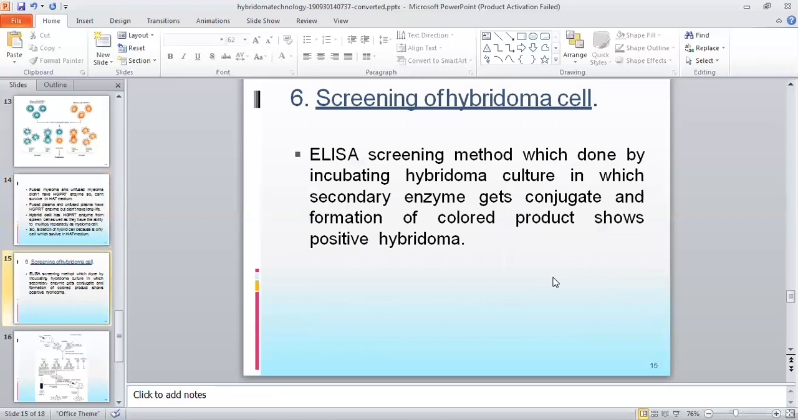Next is screening of the hybridoma technique. In the screening of hybridoma cells, ELISA is used. ELISA is enzyme linked immunosorbent assay, in which 2 types of antibodies are used: one is the primary antibody and the other is the secondary antibody. The secondary antibody contains an enzyme which conjugates, and forms a colored product. It shows the hybridoma cell.